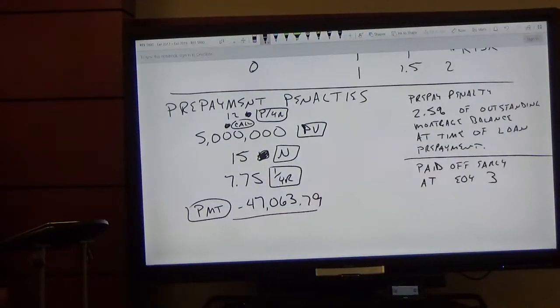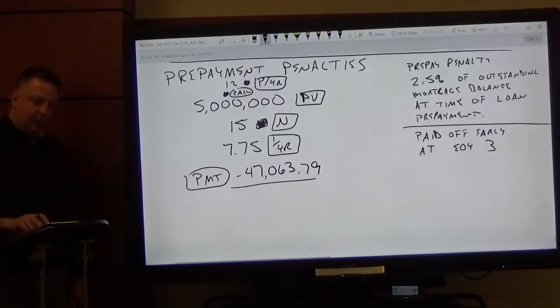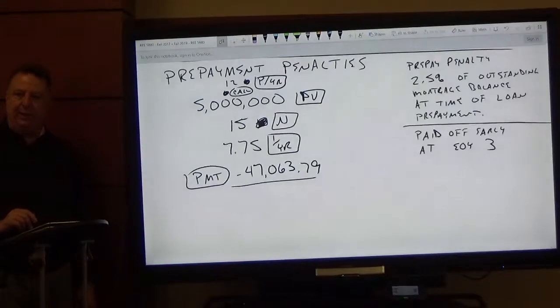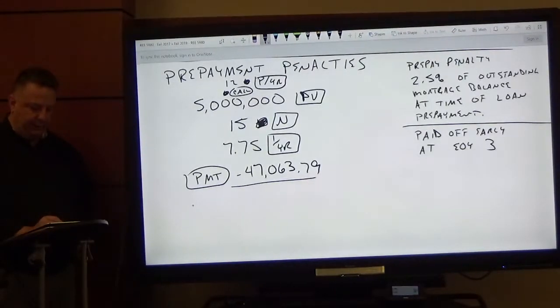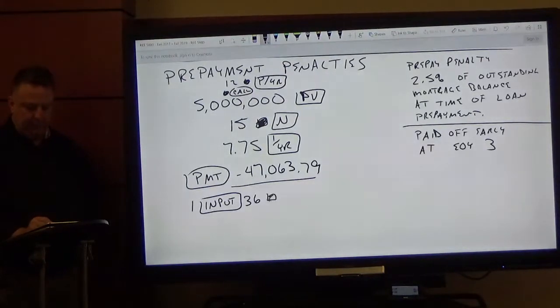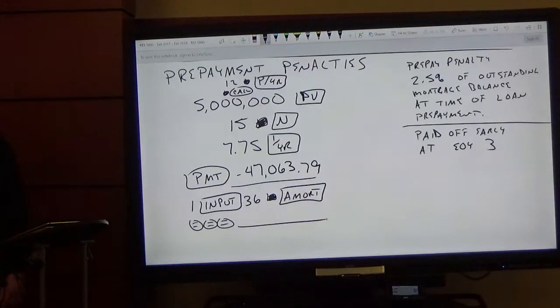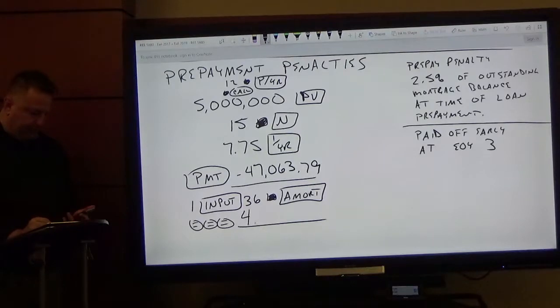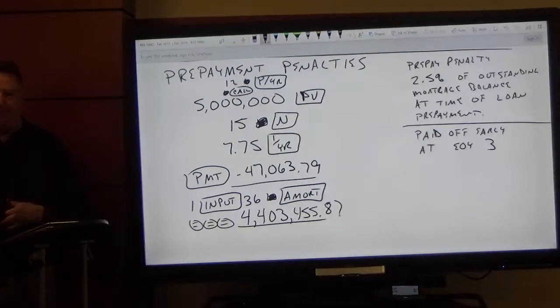Now, what we need to do is find the balance at the end of the 3rd year. So we use our amortization function: 1, input, 36, shift, amortize, equal, equal, equal. That will give us our loan balance. So we get a balance of $4,403,455.87. Everybody match for that?